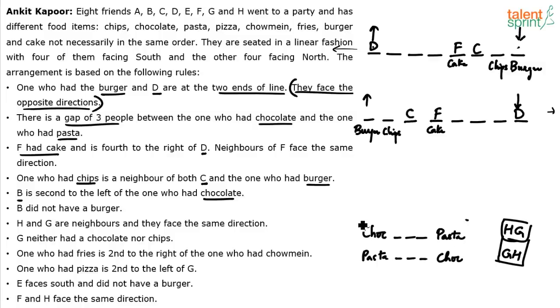No, chocolate, pasta. We know that between chocolate and pasta there should be a gap of 3 persons. So try to fix this in the first arrangement. If chocolate comes here, it should be dash dash dash pasta. Not possible. If chocolate comes here, it should be dash dash dash pasta. Possible. And I think that's the only possibility. Chocolate and pasta will take these two positions. Either it's chocolate dash dash dash pasta here, or pasta here dash dash dash chocolate here. Right? That's the only way out.